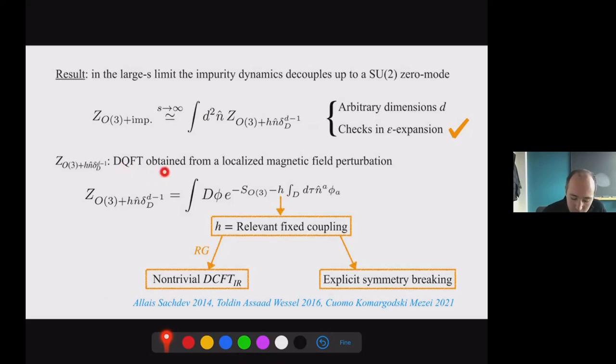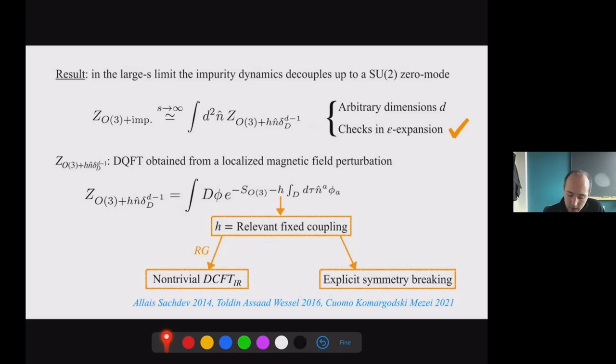This problem is the problem that you obtain by adding to the free model a perturbation in a certain direction of the field space localized on a line. So it's like adding a magnetic field localized on a line. This is sometimes called a pinning field in the condensed matter literature. In this setup, you can interpret this magnetic field as a relevant fixed coupling on the defect.